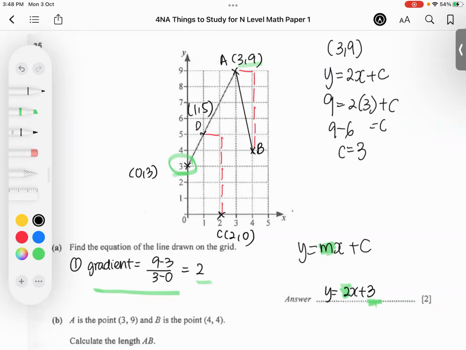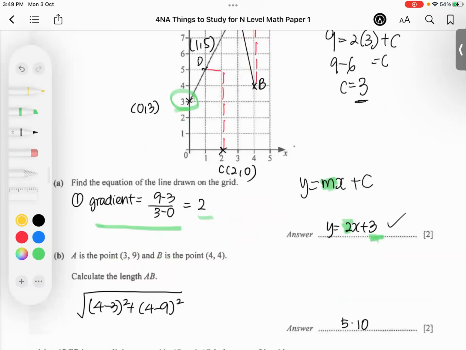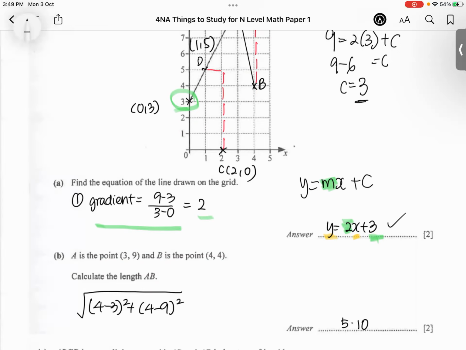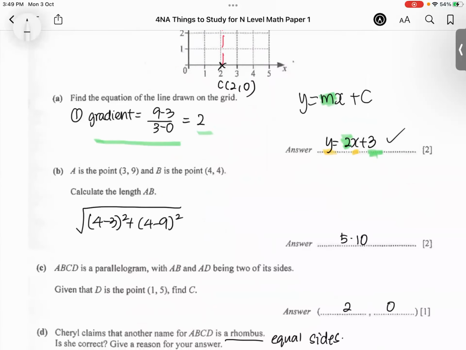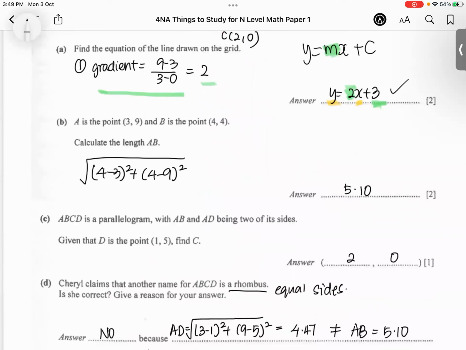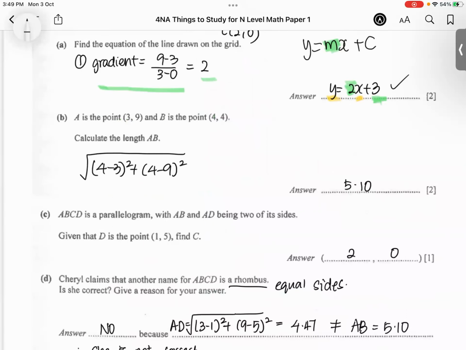C is still the same number. But remember, this is not your final answer. Paste it in terms of your equation. Okay, equation of the line must have x and y, must have x and y. So some of you will replace it by numbers. Okay, that's not correct. So x and y. Next one, just a simple check on the length. Okay, make sure you know the formula.